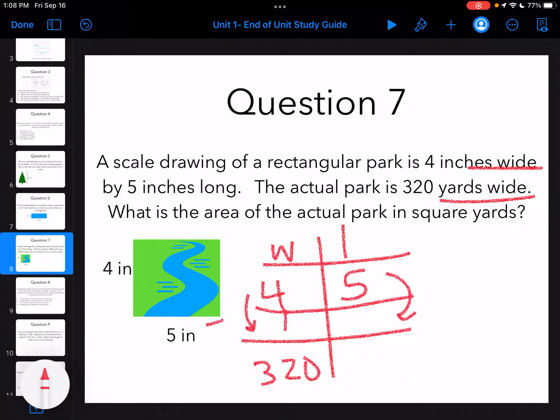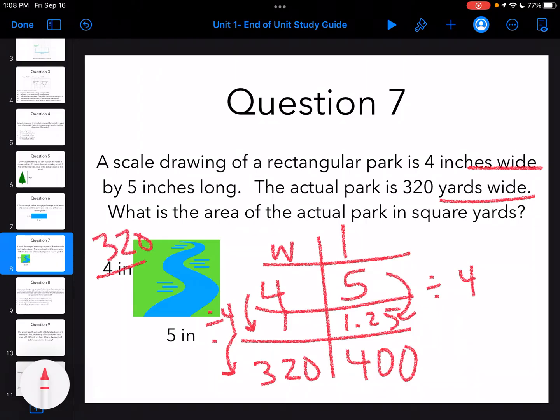So I'm going to divide by 4. 5 divided by 4 is going to give me 1.25. And then I'm going to multiply by 320. And I get 400. So I know that this side is actually 320 yards, and this side is 400 yards.